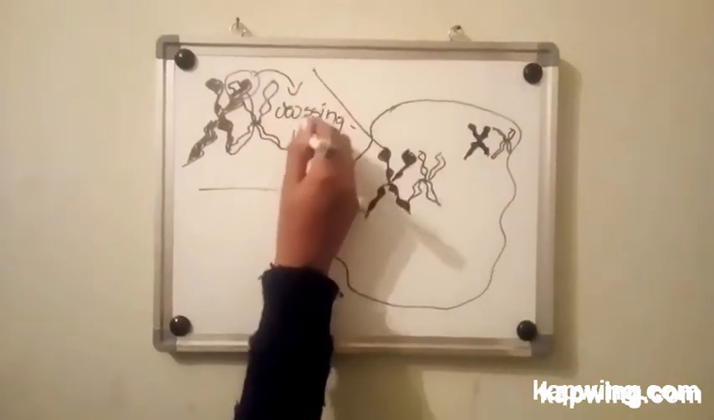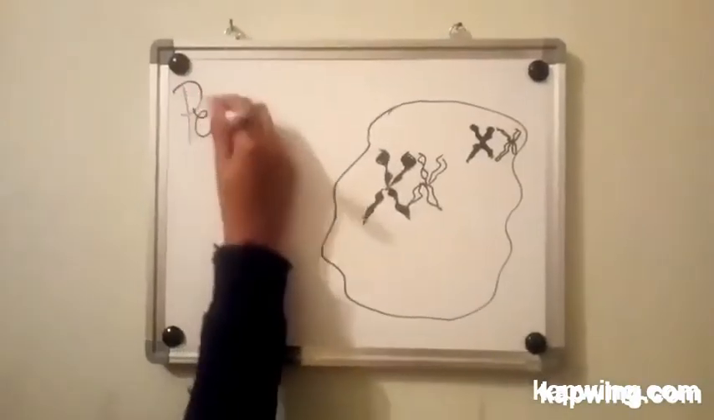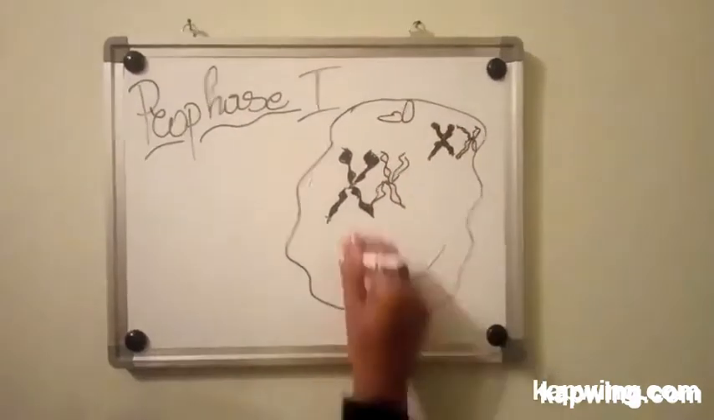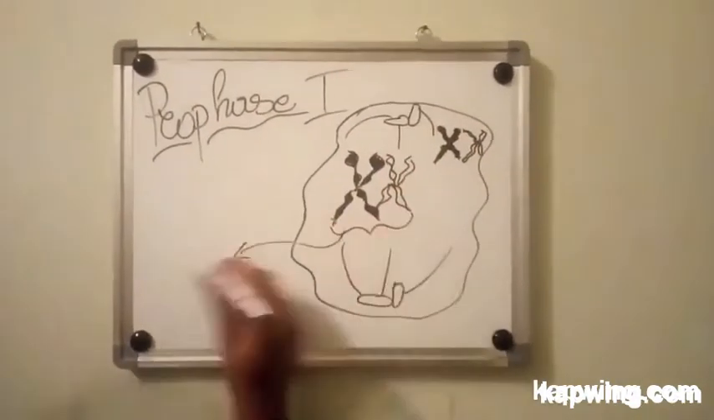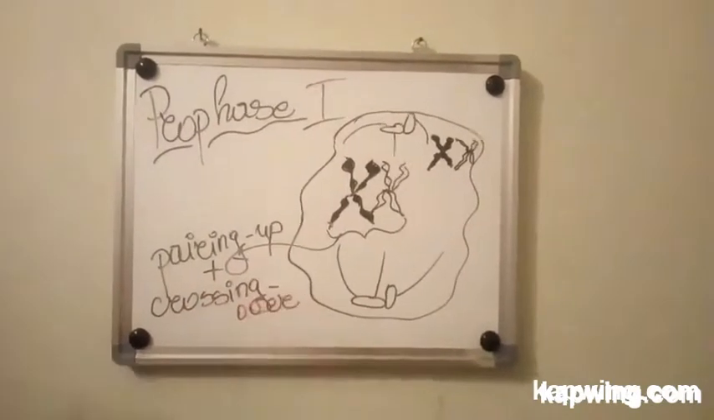But what else happens during prophase 1? Well, in addition to the crossing over, we can see that the chromosomes condense and become visible. At the same time, spindle fibers start forming from the centrioles.